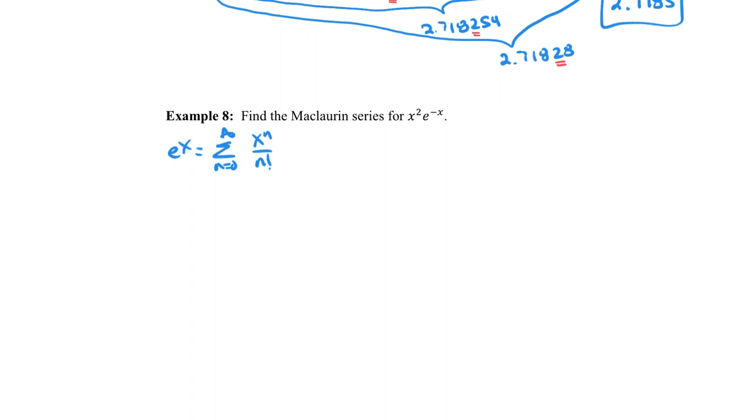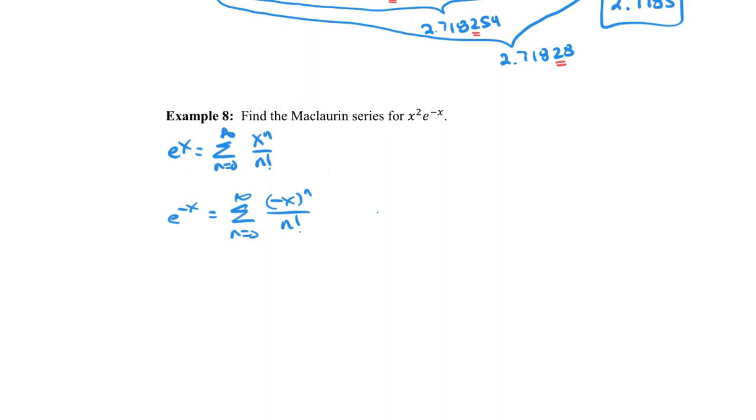So if we wanted to change this to e to the negative x, it's very easy. I just have to change x here to negative x. Okay, so if I do that, we're going to get the summation from 0 to infinity. Instead of x to the n, I've got negative x to the n over n factorial.